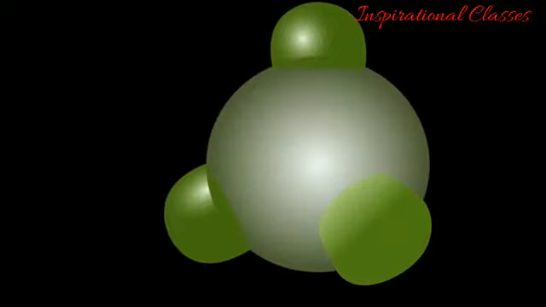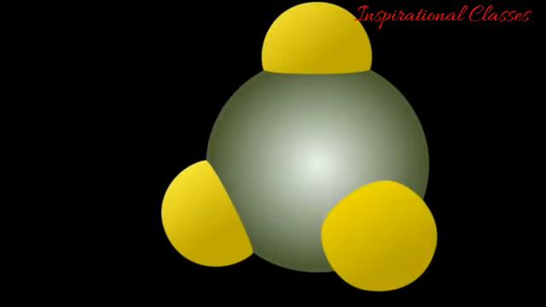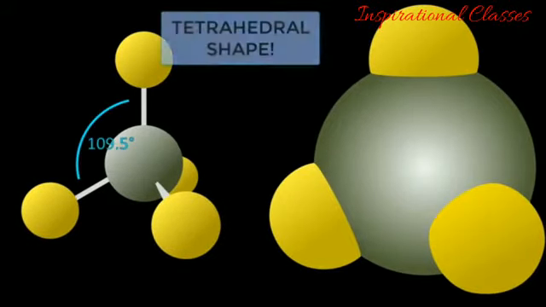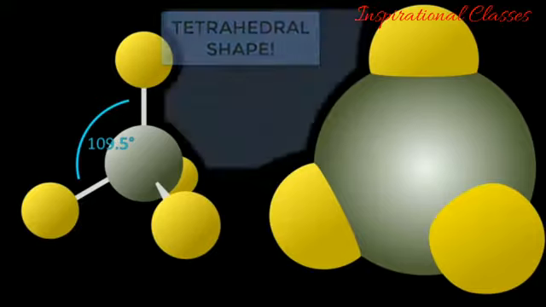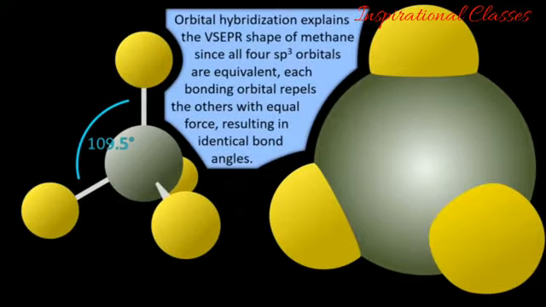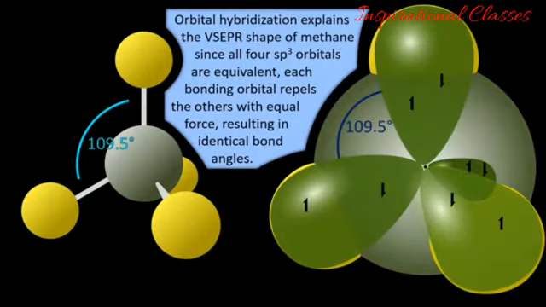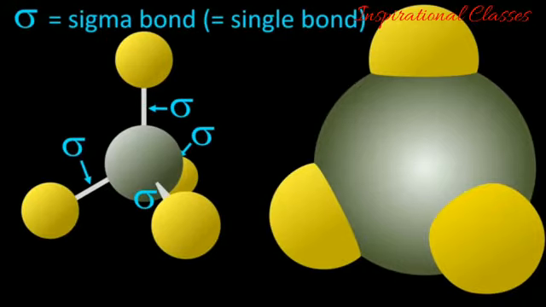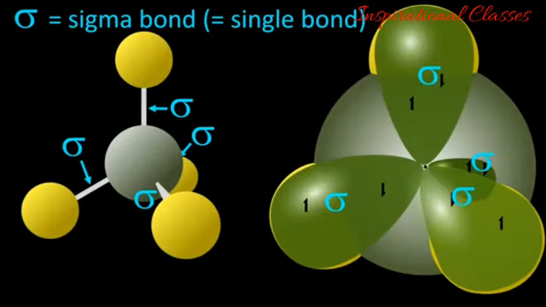Here is our carbon atom, and here are the hydrogens with the overlapping spheres, indicating the overlapping orbitals that constitute the bond. The bonds are more readily discernible in a ball and stick model, which also makes the bond angle more visible. Since all 4 sp3 orbitals are equivalent, each bonding orbital repels the others with equal force, resulting in identical bond angles. The bonds in hybridization also have their own nomenclature. The overlapping orbitals are called sigma bonds, which represents the single bond occupied by a single pair of electrons.